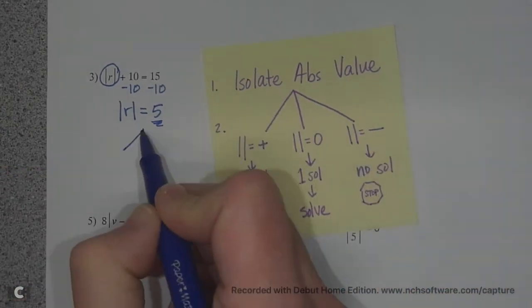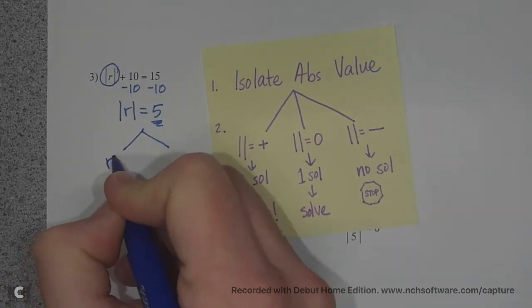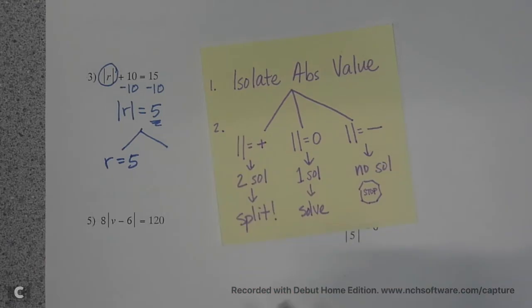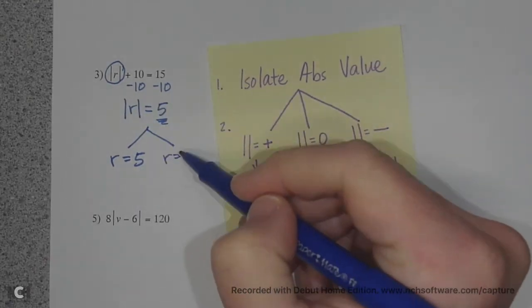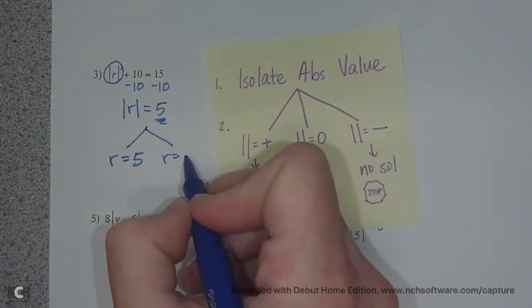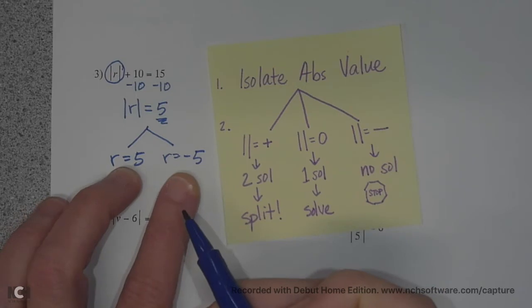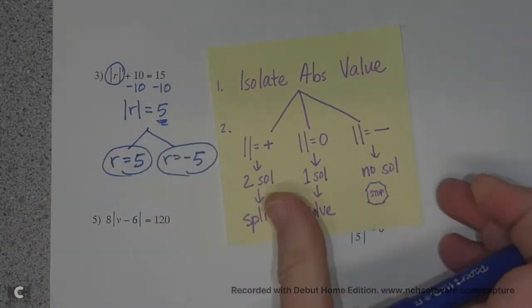So let's split it. We're going to take whatever's inside here, in this case it's just an r, and we're going to set it equal to, first of all, that number on one side of the split. And then we're going to take what's inside there again and set it equal to the negative version of that number, in this case, negative 5. And from there we would solve if we needed to, but we don't. R is already solved for, so we have our two solutions, r equals 5, r equals negative 5.